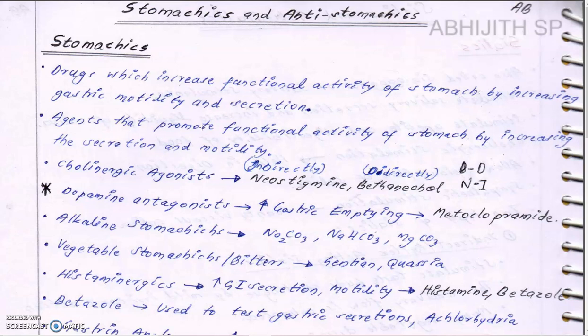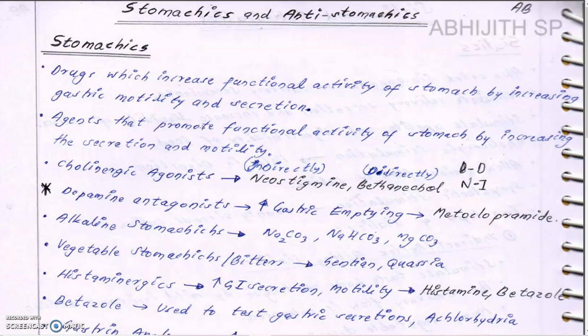So what is neostigmine? It is indirectly acting, meaning it inhibits acetylcholinesterase. So the acetylcholinesterase will not break down acetylcholine, and acetylcholine will be more present. So more muscarinic action, more digestive, more parasympathetic action. Now, what are dopamine antagonists?